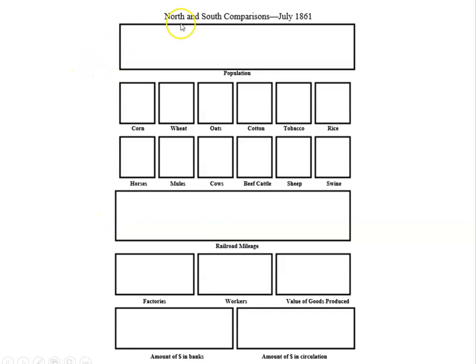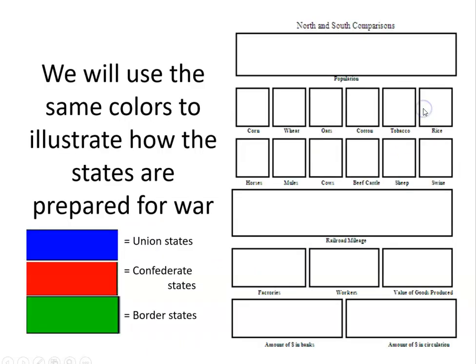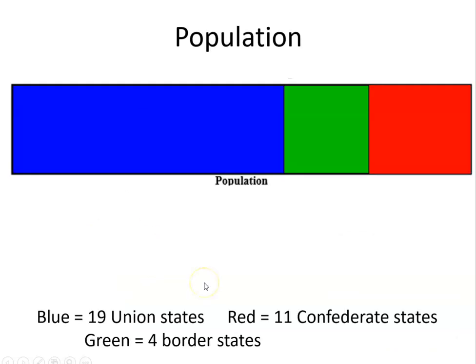And I mean, like, the whole box here would represent the entire population of the United States, all 30 million people. And it will kind of show the proportions of how much of that is North, border, and South. Same with all the agricultural crops, the animals, the railroad mileage, the economic things, and money in circulation and such. So we're going to use those same colors. You want to be sure you have a blue, a red, and a green, or something very close to them so it matches the map. So let's start with population.